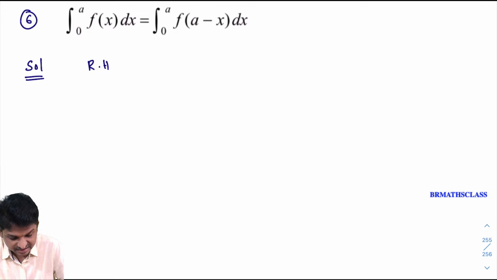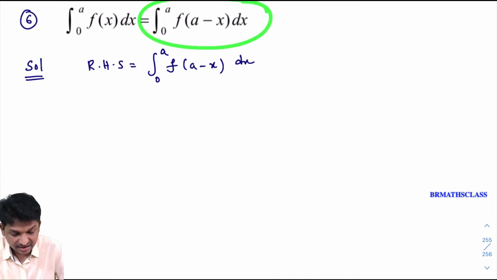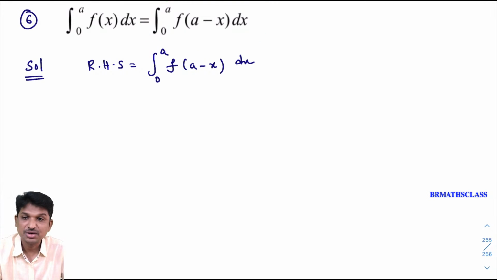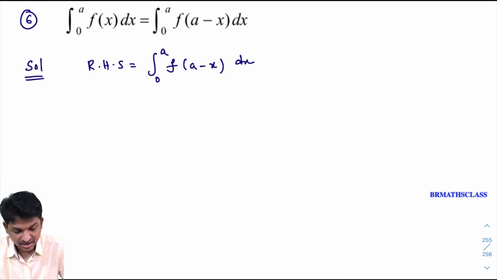First I will take the RHS. What is the RHS? Integral of 0 to a f of a minus x dx. Okay, I took the RHS. I do this by the substitution method. In the substitution method we will take a minus x equal to t. Okay, let a minus x equal to t.